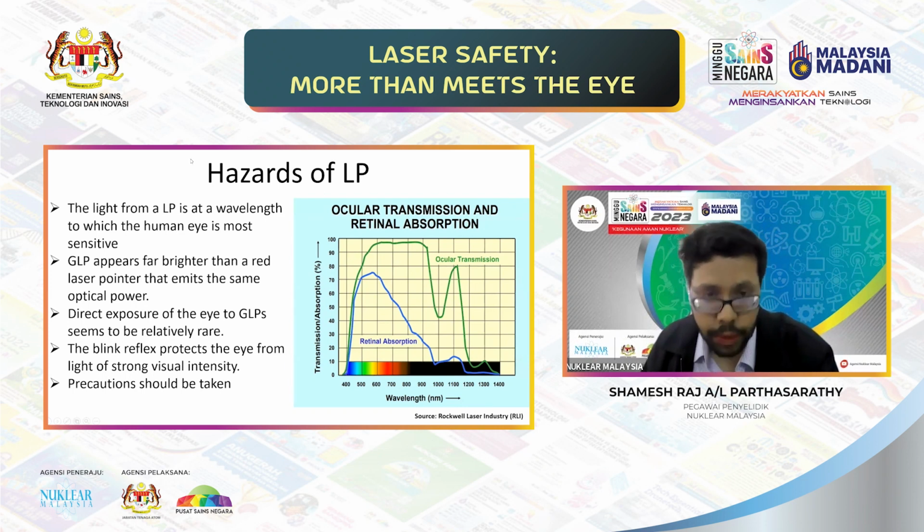So again, what can be concluded from this research is that the light from a laser pointer is at a wavelength to which the human eye is most sensitive, right? If you can see over here, the visible range is from 400 up to 700 nanometers, and then the retinal hazard zone is from 400 up to 1400 nanometers. In the visible range, the retinal absorption is highest at the green wavelength, at around 550. That's the reason why a green laser pointer, or GLP, appears far brighter than a red laser pointer that emits the same optical power, right?